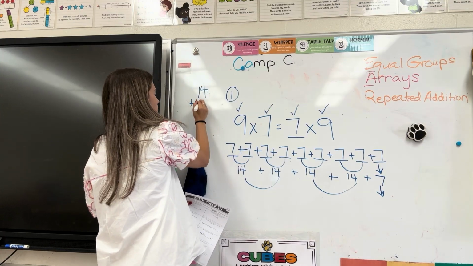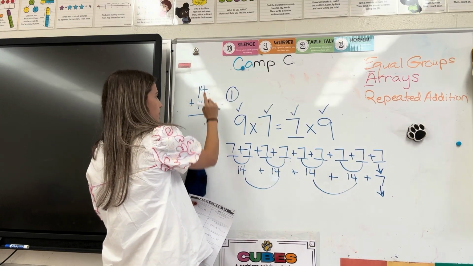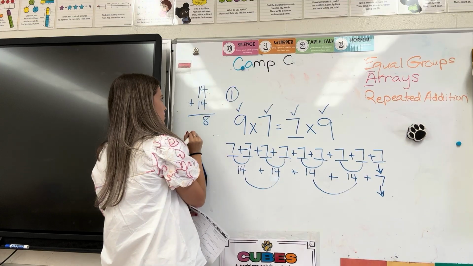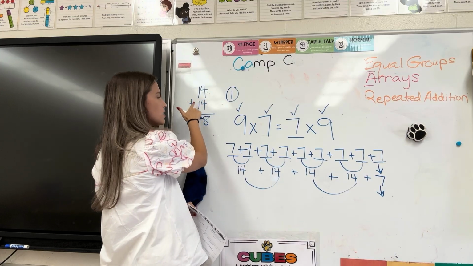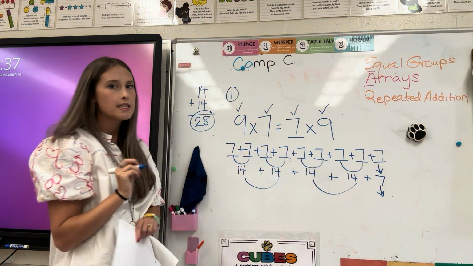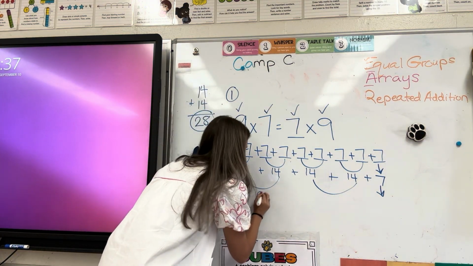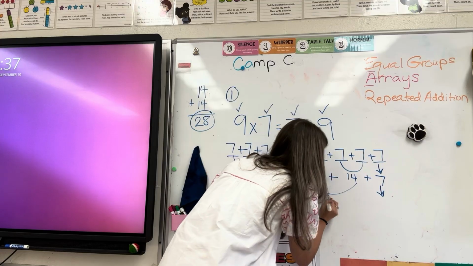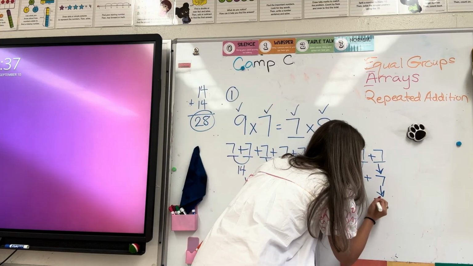I'm going to go to the side and stack and add. 14 plus 14. What is 4 plus 4? 8. Drop it in your ones place. Move to your tens place. What is 1 plus 1? 2. So 14 plus 14 is 28. Fill it in. Drop your 7.